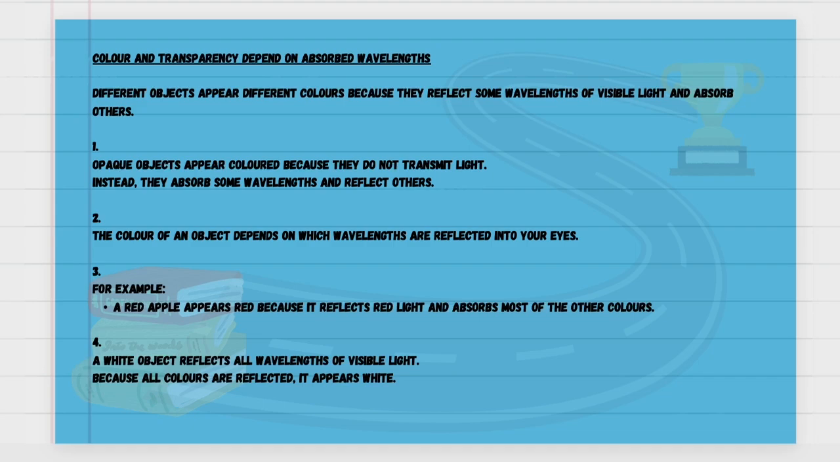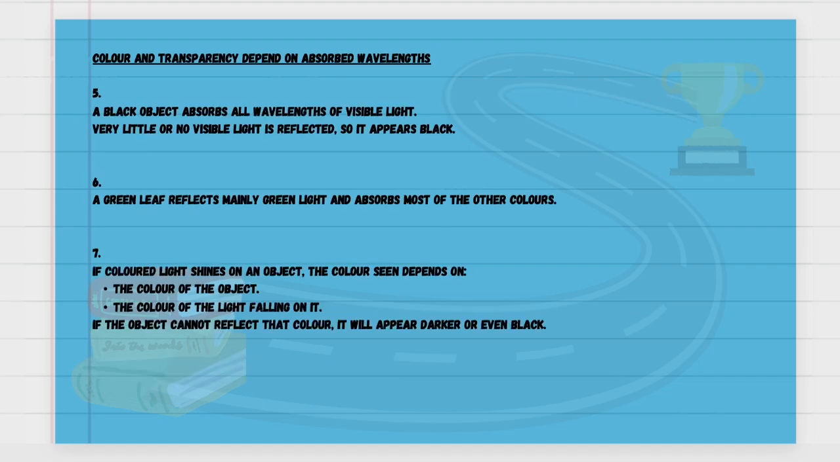A white object reflects all wavelengths of visible light. Because all colors are reflected, it appears white. A black object absorbs all wavelengths of visible light. Very little or no visible light is reflected, so it appears black. A green leaf reflects mainly green light and absorbs most of the other colors.